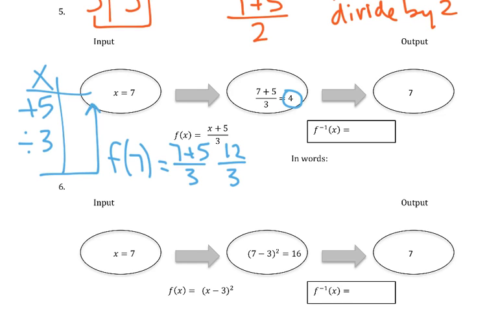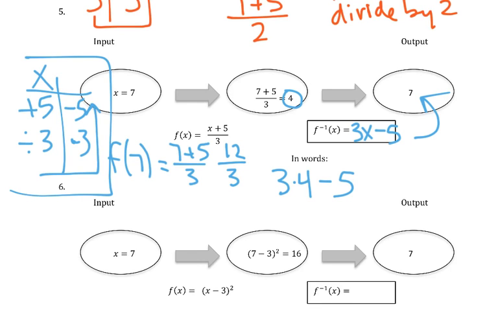So for our inverse, we do the opposite. We would times 3 first, then subtract 5. So I'd go 3 times 4, and then subtract 5 from that. So my function, 3 times x minus 5, and that'll get us back to 7. Okay, so hopefully using this method has helped out a lot.